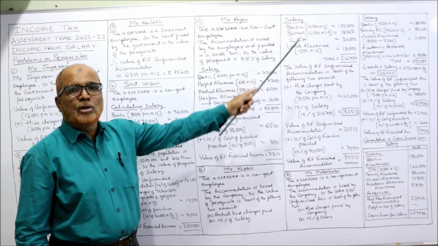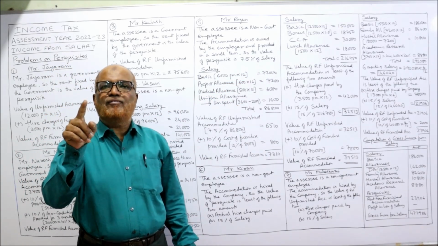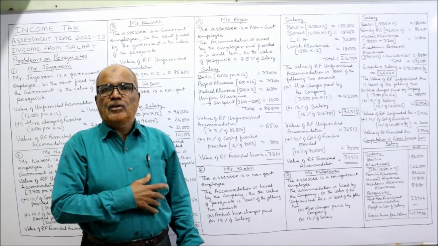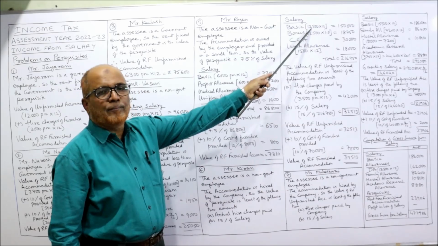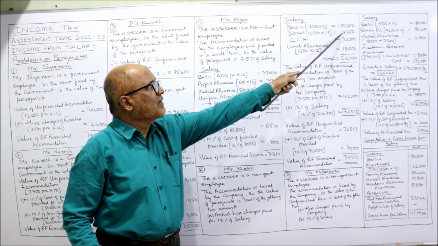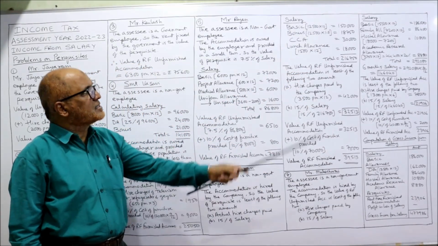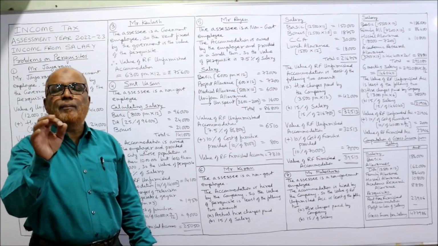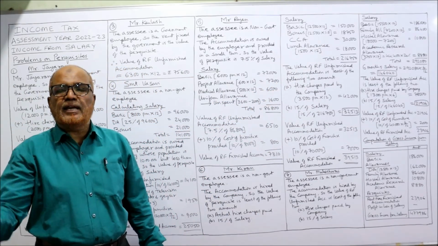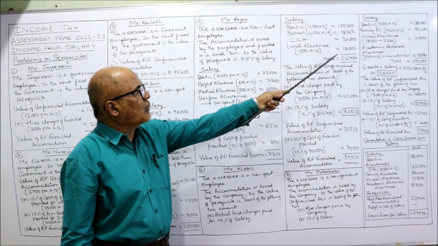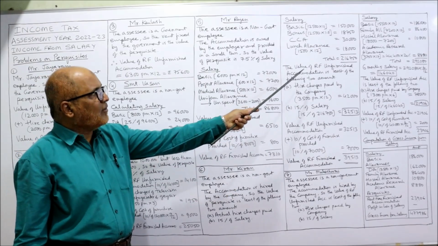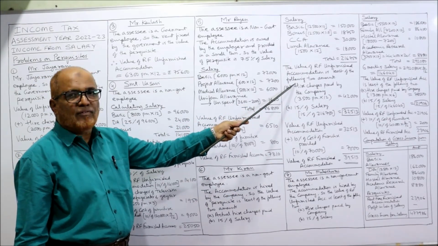So we take the bonus. Bonus is given as 1.5 months salary. One month salary is 12,500, so 1.5 months is 12,500 into 1.5, which is 18,750. CCA, city compensatory allowance, fully taxable: 30,000. Lunch allowance, fully taxable always: 1,500 into 12, 18,000. Total salary is 2,16,750.